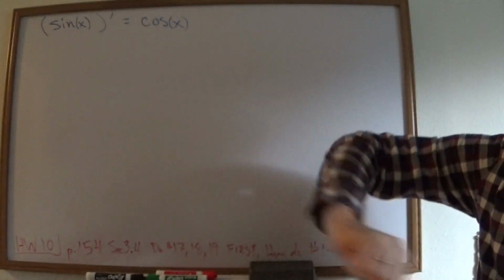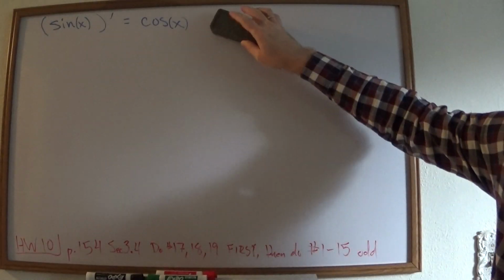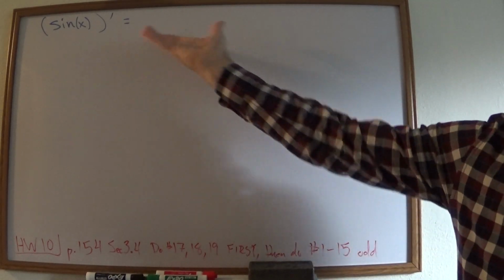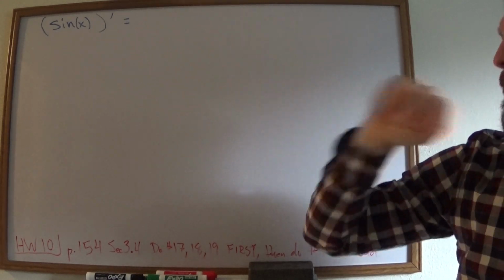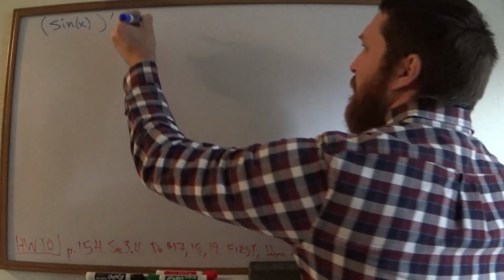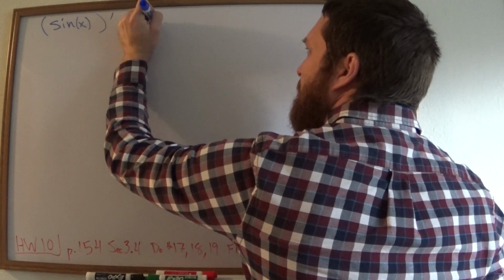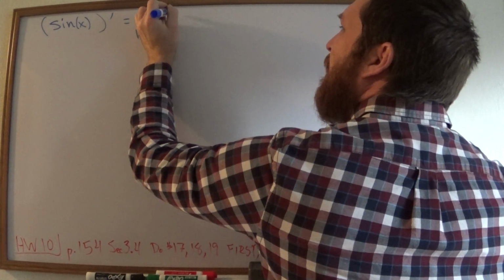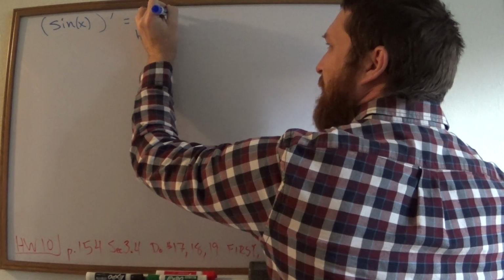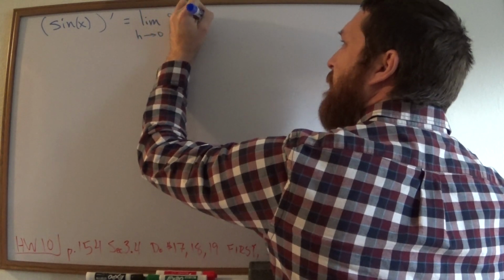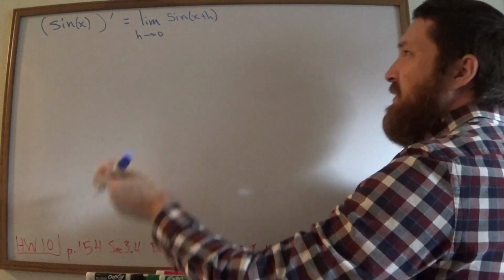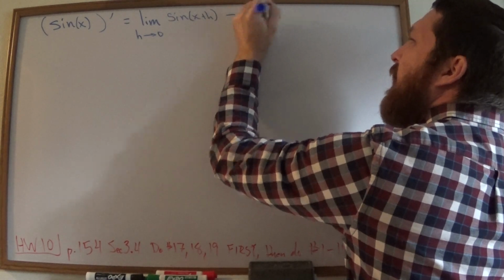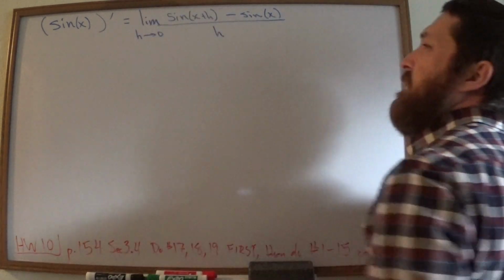But this turns out to be true, and okay, but just by definition, how do I get the derivative of something? How do I do this? It's the limit as h goes to 0 of f of x plus h. So that f of x would be sine x plus h. Not sine x plus h, it's sine of x plus h, minus sine x, all over h.